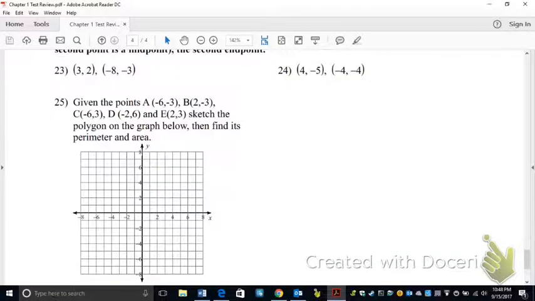So, finally, last one, number 25. Okay, so we got 3 separate problems here. We have sketching the polygon, the perimeter of the polygon, and the area of the polygon. Okay? So, what we're going to do is we're just going to put the points out there and make a pretty little pink house. Okay? Little pink houses for you and me.